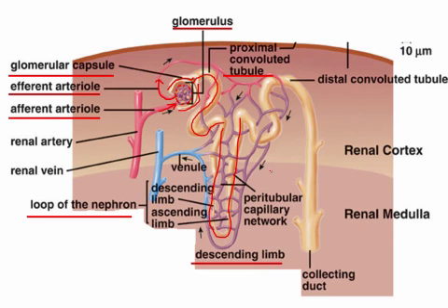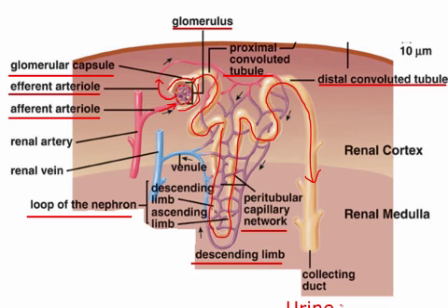So we have a descending limb of the loop of the nephron and then an ascending limb. The loop of the nephron then leads to the distal convoluted tubule, and then finally we get to the collecting duct. So anything that remains in these kidney tubules, ultimately in the collecting duct, is urine.